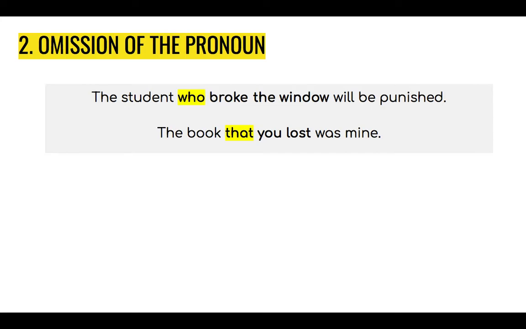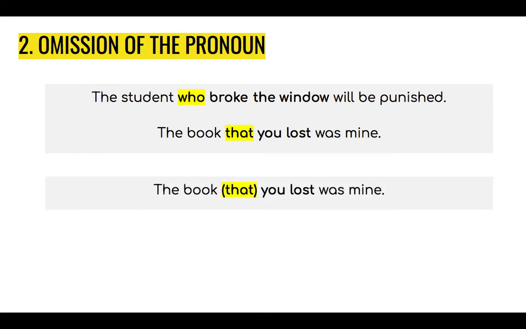However, in the second example, that is clearly not the subject of the relative clause, so we can omit it and just say, the book you lost was mine. To sum up, the rule you need to remember is that who, which, that, and when can be omitted when they are not the subject of the relative clause.